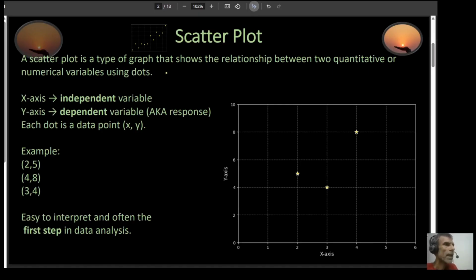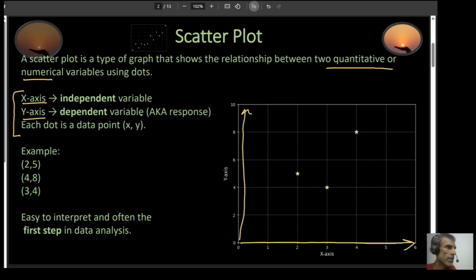So a scatterplot is a type of graph. It shows the relationship between two variables. Generally, those variables are quantitative or numerical in nature, meaning they are numbers. Now you have an x-axis and a y-axis. When you do your scatterplot, you put one variable along the x-axis, and the other variable along your y-axis right here.